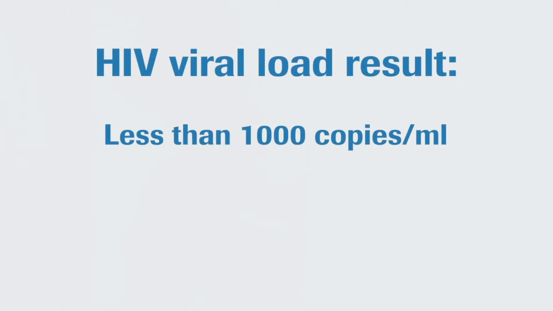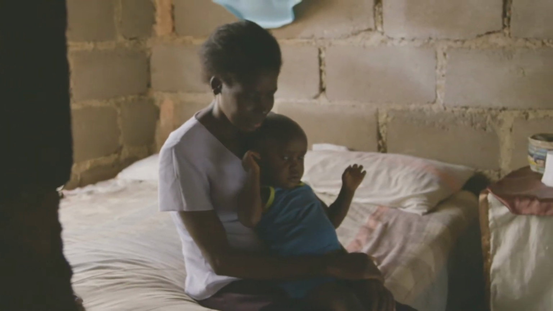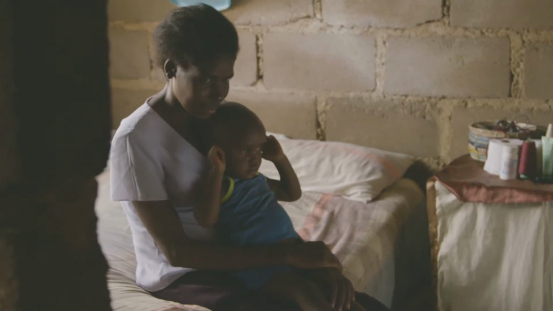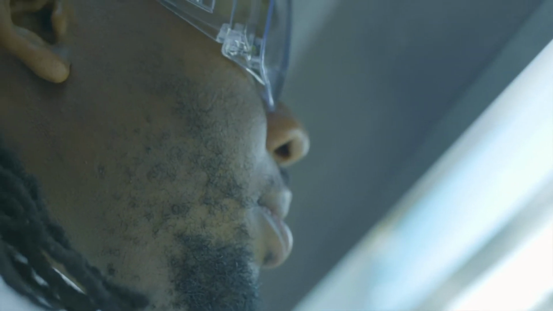For viral load testing, a result that is less than 1,000 copies per milliliter indicates adequate viral suppression, according to the 2016 WHO guidelines. A person on ART for at least 6 months with a HIV viral load result at or above 1,000 copies per milliliter should be closely evaluated by the healthcare provider to determine the possible causes.